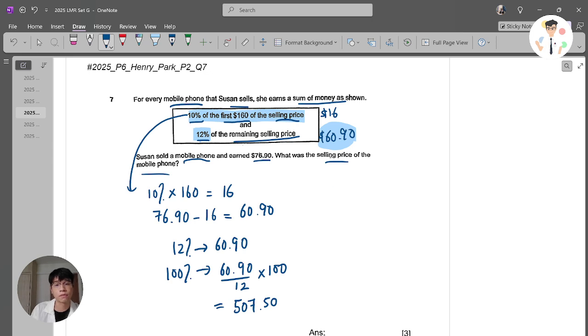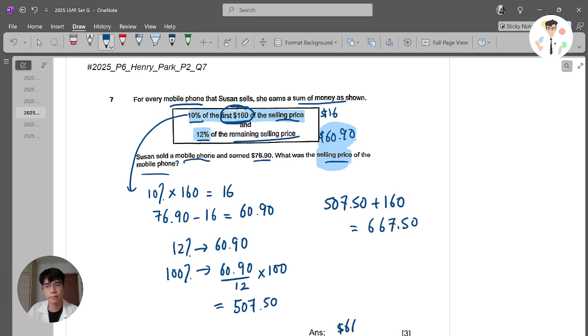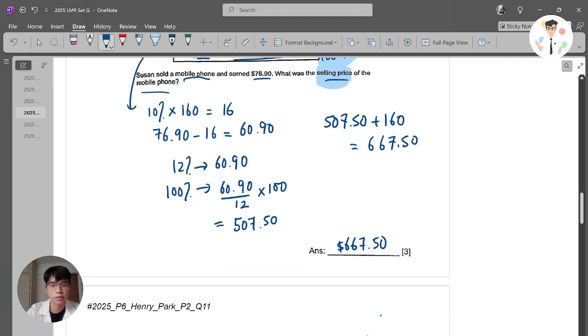But of course, don't forget, if I want to find the real selling price, I need to add back the first 160. So 507.50 plus 160. And the amount is 667.50. Okay. Yes, and we are done for this question. Okay, I think nothing difficult here. It's just a very normal question. Let's move on to our next part of the question.